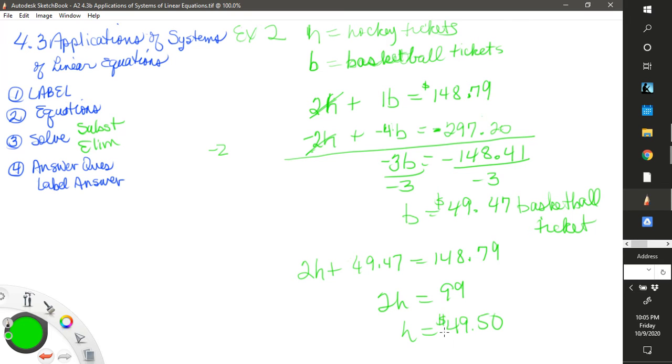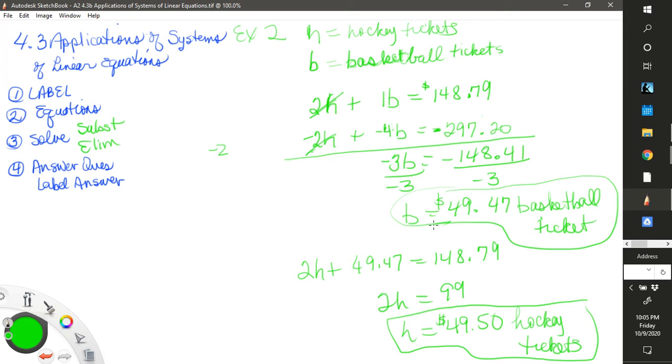And I knew they were going to be really close. Let me put, is this hockey? And we're going to read the question. Let's go back and read the question. The question says, what were the average ticket prices for the two sports? So we've got our answer right here. We've got the ticket prices for both of our sports.